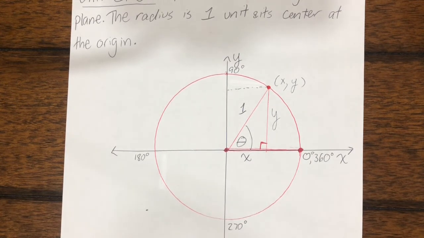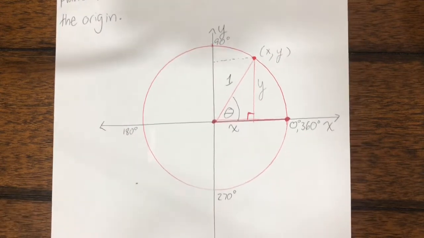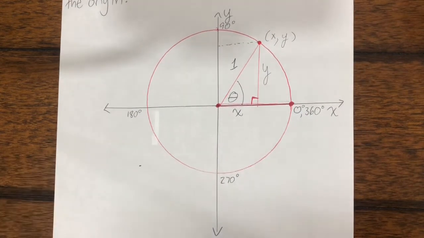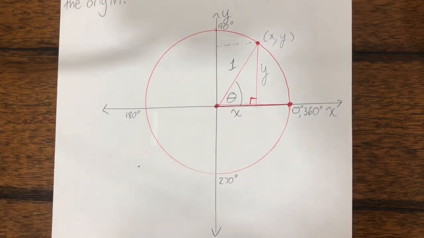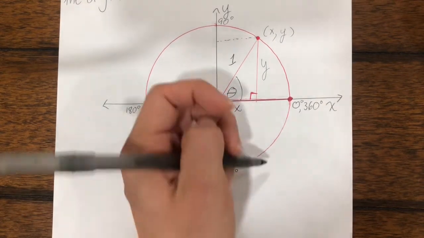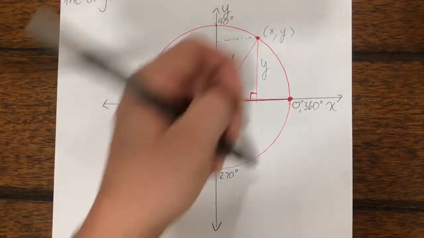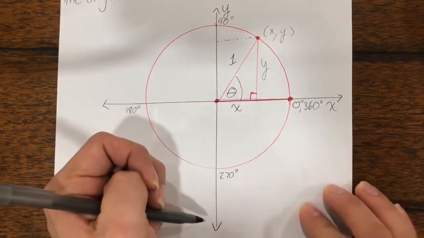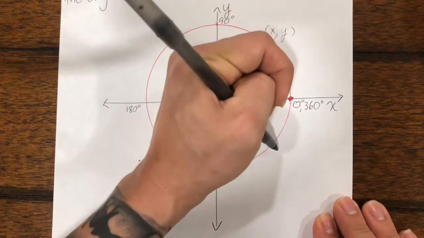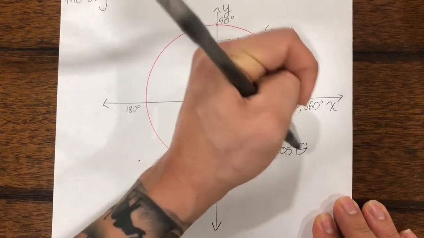So what I can do now is write trigonometric ratios for this specific right triangle. I'm going to write trig ratios for this right triangle with sine, cosine, and tangent. However, I'm going to start off with cosine instead of sine, and there's a reason for that. So let's start off with cosine of theta. Let me write it over here.